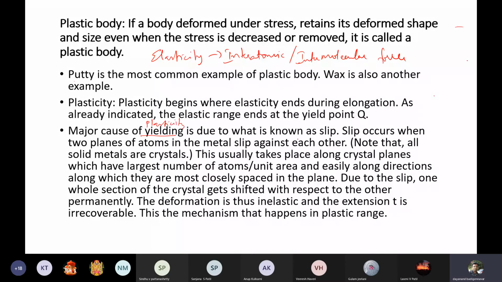The major cause of yielding, or plasticity present in the material, is due to the phenomenon known as slip. Slip occurs when two planes of atoms in the material, in the metal, slip against each other.